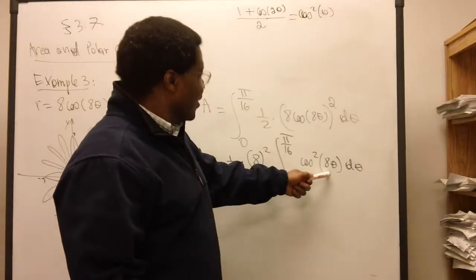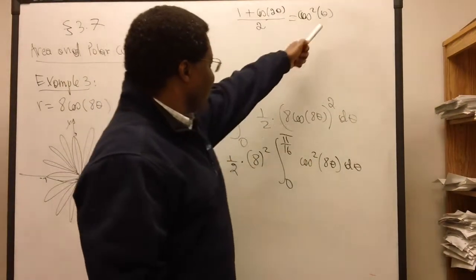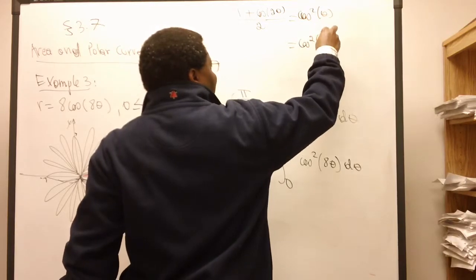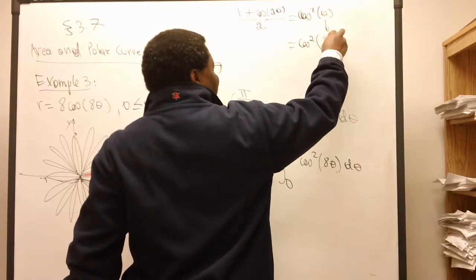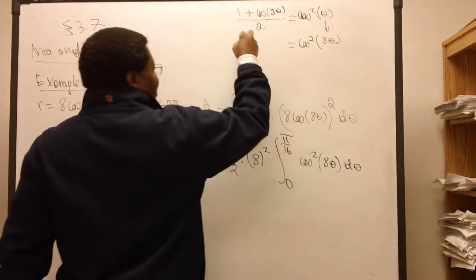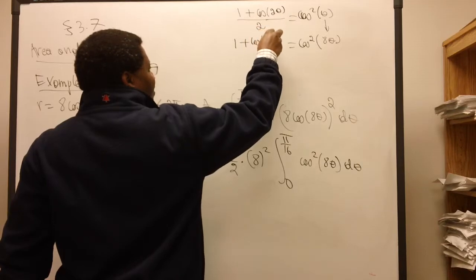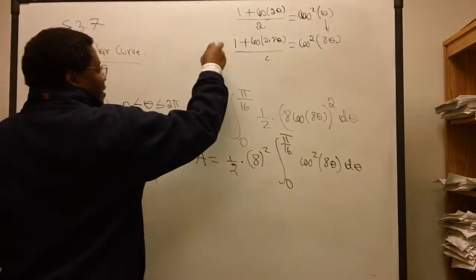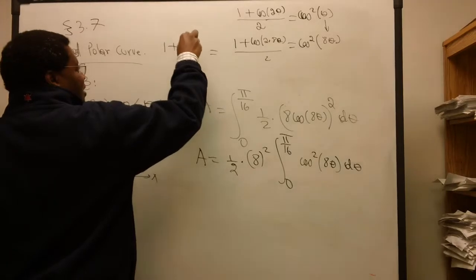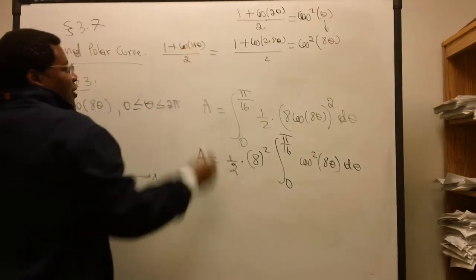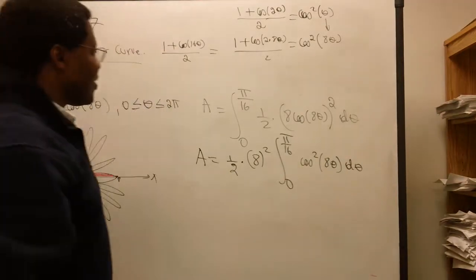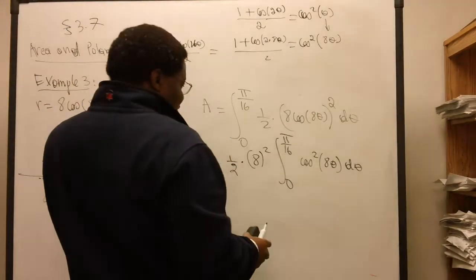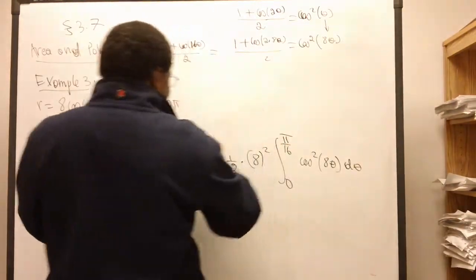Now let's compare with ours. Instead of theta, we have 8 theta. So we're going to plug in 8 theta for theta, and replace theta by 8 theta here as well. That gives us 1 plus cosine of 16 theta over 2, which is cosine squared of 8 theta. Alright, so we get the identity. So then, therefore, our integral becomes this.